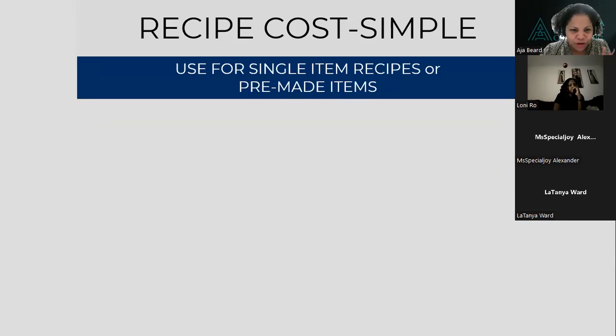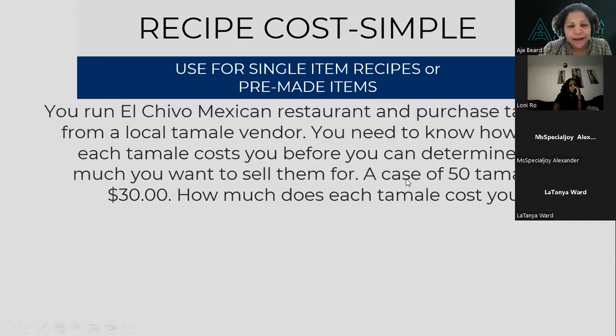So the simplest one we're going to do first, you would use this for single item recipes, or if you were someone buying something that is already fully made and all you're doing is reselling it, which we do a lot with our beverages, like canned beverages, if you sell candy or things like that, chips. So this is what you would use for your single item recipes.